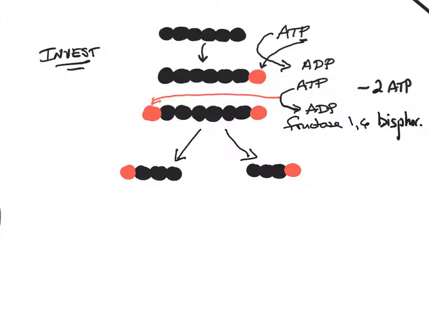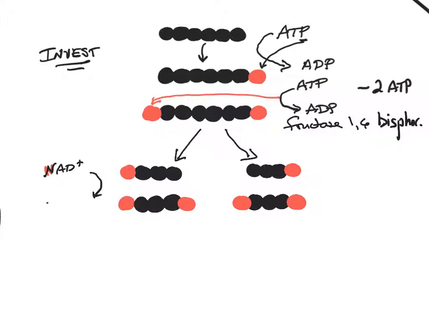The next thing that happens is we actually are going to add another phosphate group to these 3-carbon molecules. And this is done with a molecule called NAD+. NAD+ generates some NADH. NADH is an electron carrier. And now I'm going to draw this on both sides because we have 2 molecules in each step.